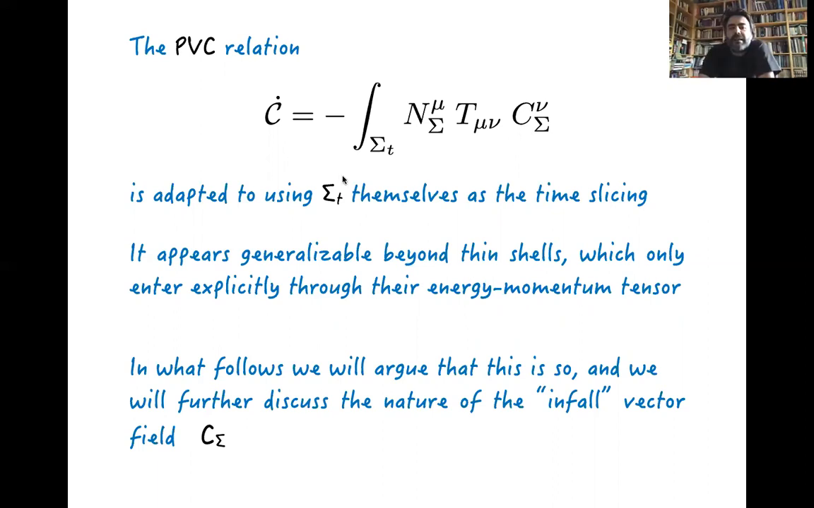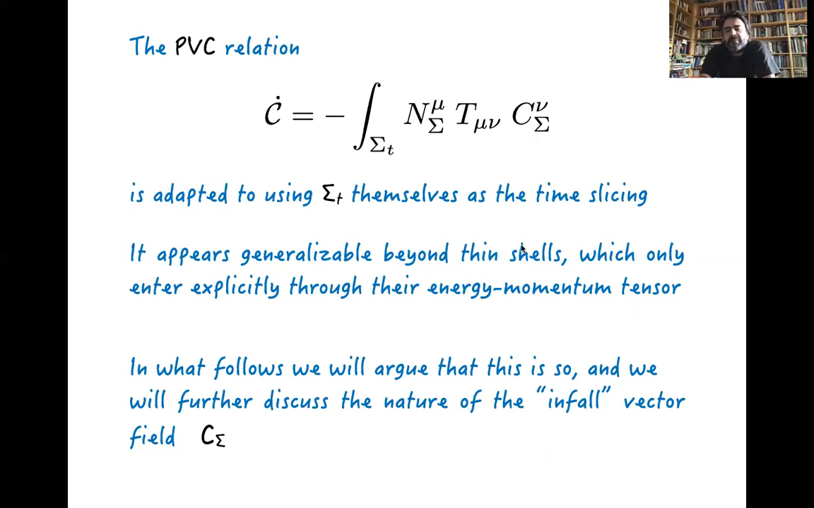But what is interesting about this equation is that, when you look at it, it looks like it could generalize much beyond thin shells, because everything that depends on the dynamics of the shells is encapsulated in T mu nu. And now this could be a general T mu nu. It doesn't matter what type of shell you have here. Everything else depends only on the extremal surfaces and this notion of infall vector field.